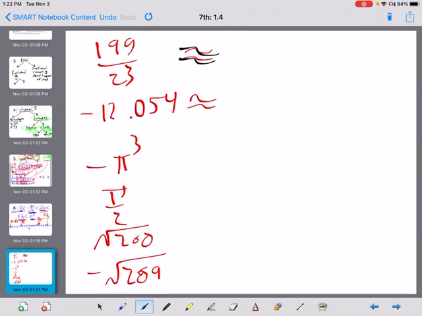199 over 23. All right, so I would go ahead and pause right here. Make sure you have these copied down, then come back when you're done. Remember that you're going to need to locate each number on the real number line too. All right, pause, and we're back.